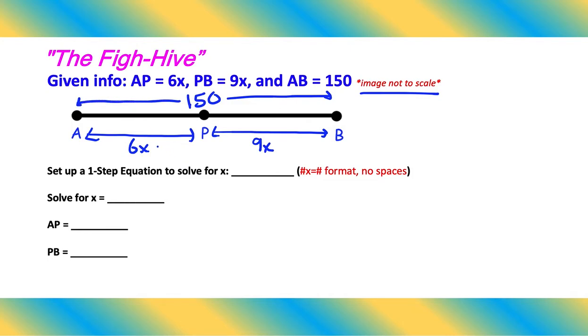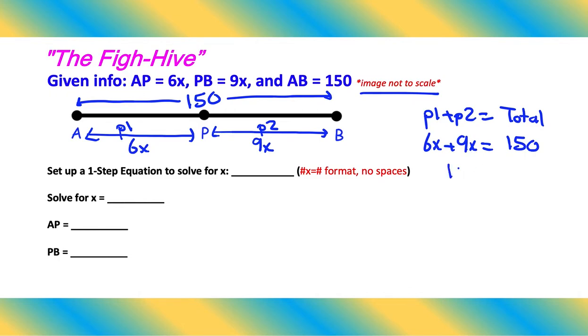All right. So we know a few things. We know that part 1 is this much, part 2 is this much, and then the total is that much. Well, there's a trick in math that if you have the parts, you can add them together to get the total. So if you know that, write it down. The first part is 6x, the second part is 9x, and the total is 150. Okay, let's simplify that. 6x plus 9x is 15x, and that equals 150. That's the one-step equation that we would set up to solve.